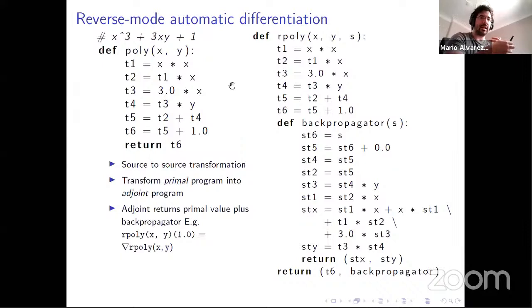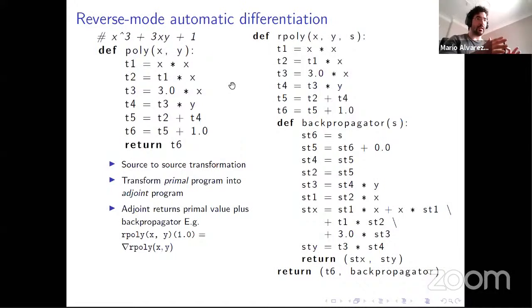For example, if you're working with something like a deep neural network, you simply cannot do numeric differentiation because the numeric errors that you accumulate end up being so vast as to make your results meaningless. So automatic differentiation, which is usually divided into forward mode and reverse mode, today we will mostly talk about reverse mode.